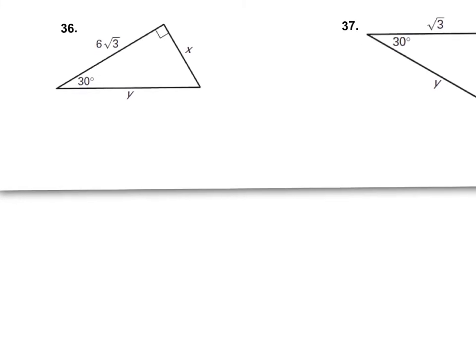Alright, here's another 30, 60, 90. In this case, I know the longer leg, but I don't know the hypotenuse or the shorter leg. So let's figure out the shorter leg first. The rule is if you know the short leg, times it by radical 3 to get the longer leg. So we're going to do the opposite: take the longer leg and divide it by radical 3. And look at that, how convenient. Those just cancel out, and x equals 6. Now that we know the shorter leg, to find the hypotenuse, we just multiply it by 2. So y equals 12.